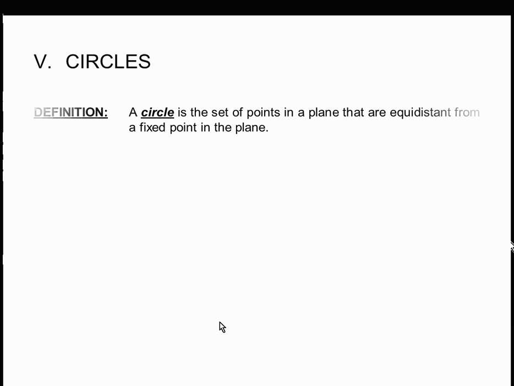Let's move on to the last topic of section 1.1. Circles. Definition. A circle is a set of points in a plane that are equidistant from a fixed point in the plane.